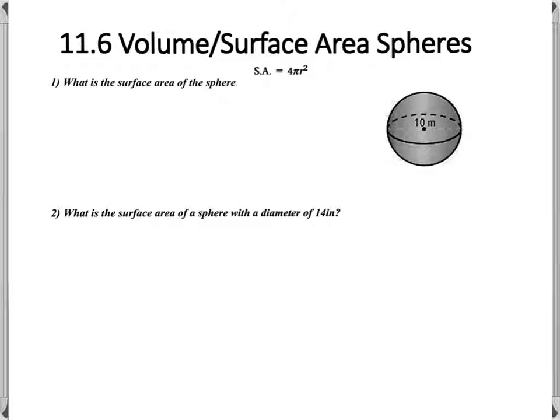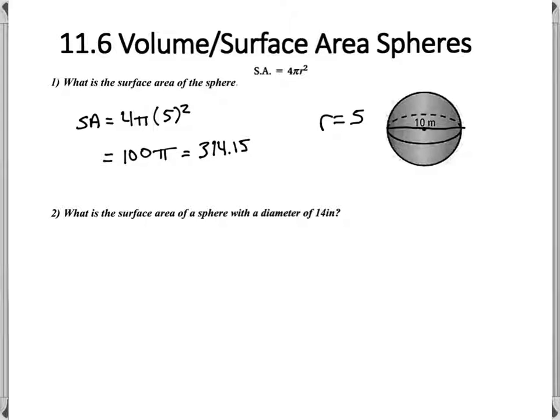So example 1, what is the surface area of the sphere? In this case, the sphere gives us a diameter of 10, which means our radius is half of that, which is 5. So we're going to plug in the radius into our formula. So surface area equals 4 pi times your radius squared. 5 squared is 25. 4 times 25 is 100. So your surface area is 100 pi, or in this case, right around 314.15 meters squared.